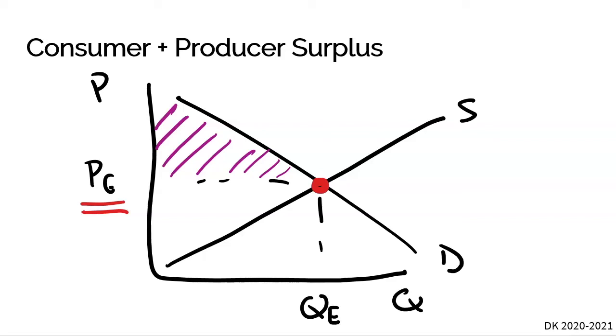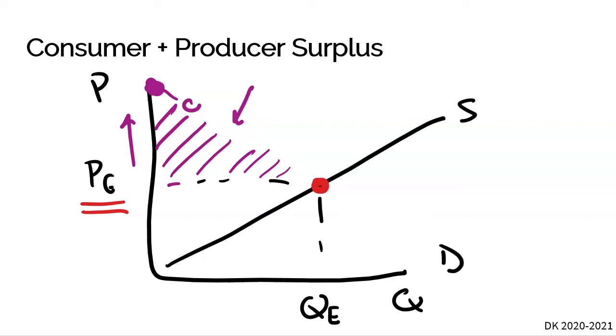But below the demand curve, right? So anything above equilibrium, but below the demand curve right there. Why? Well, here, this person up top is willing to purchase the good at this price point, but they're actually paying the equilibrium price.